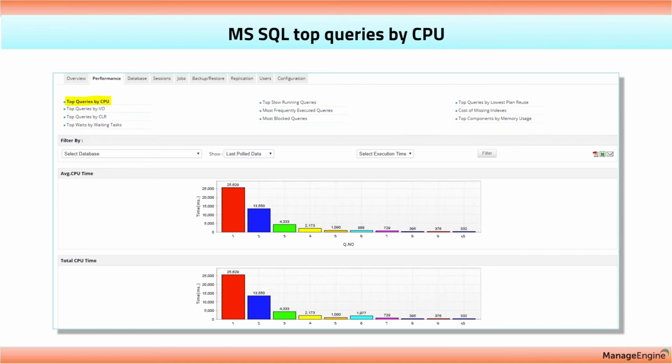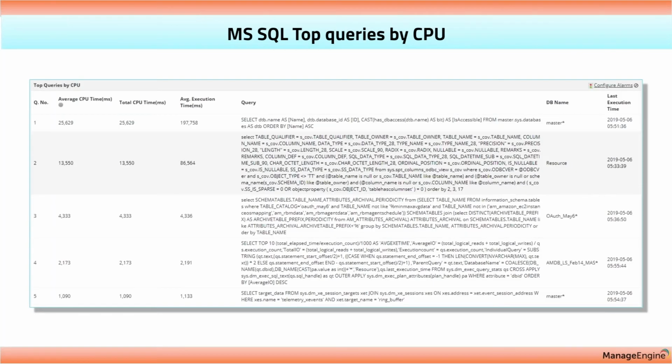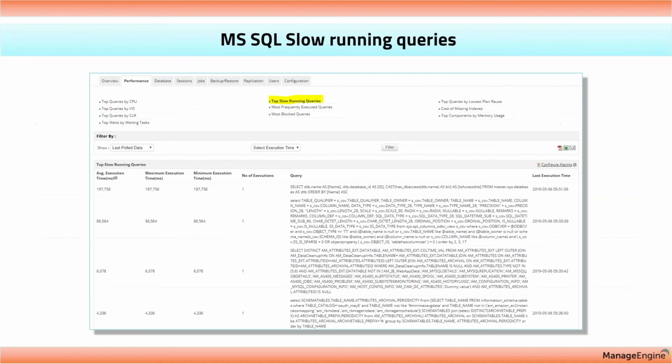These are all the details which we show here in terms of top queries. You can see the query details, in which DB that specific query is running, the last execution time, average execution time, and the total CPU time of the query. And again, the slow running queries, which are based upon the execution time. We show you the query detail along with the number of executions, min, max, and average execution time in milliseconds.